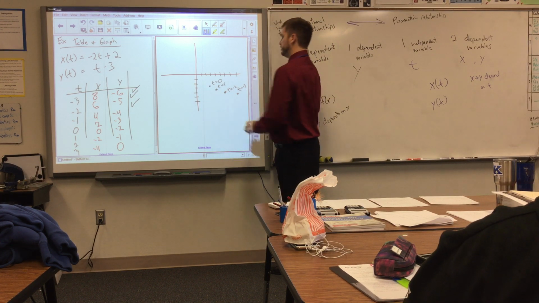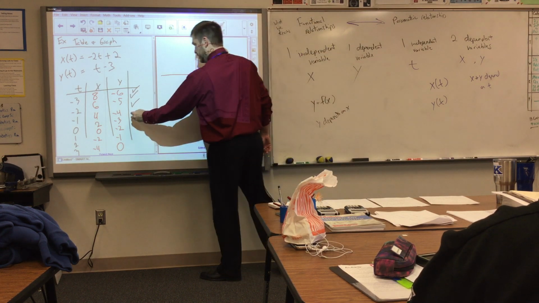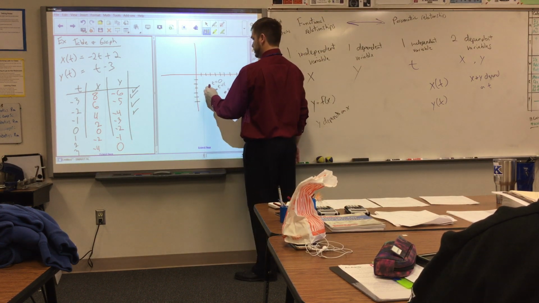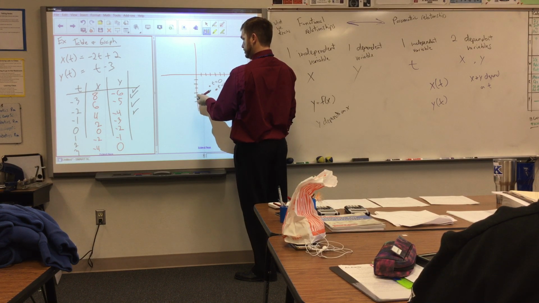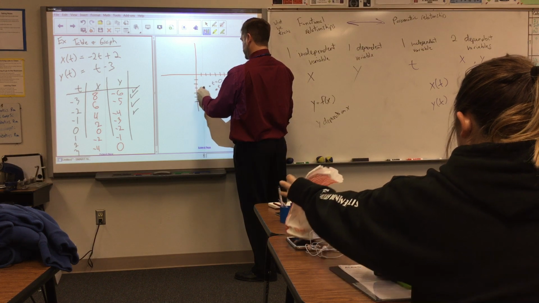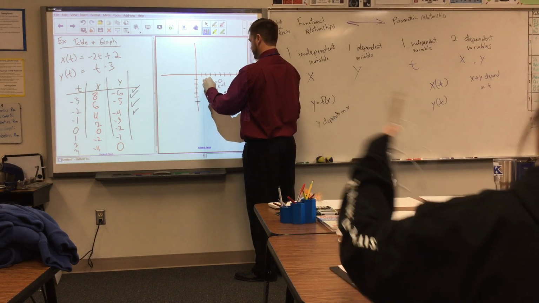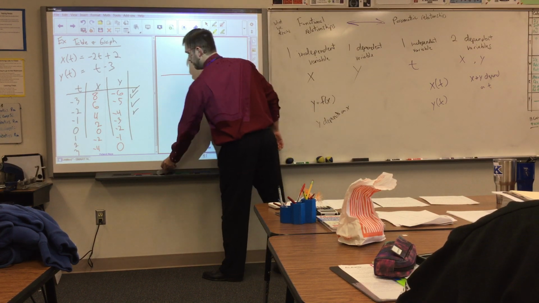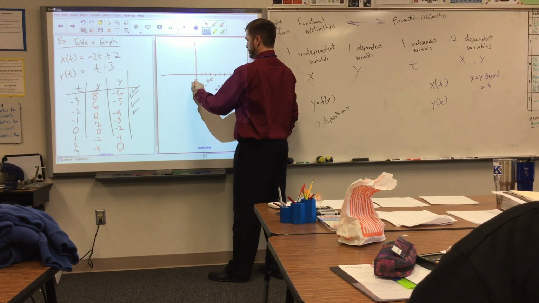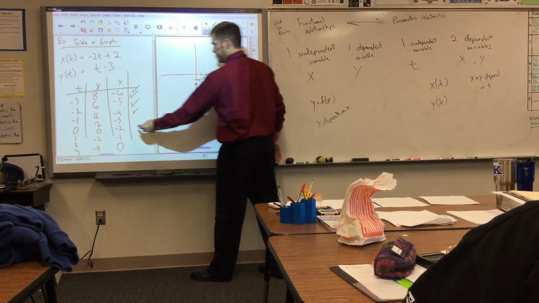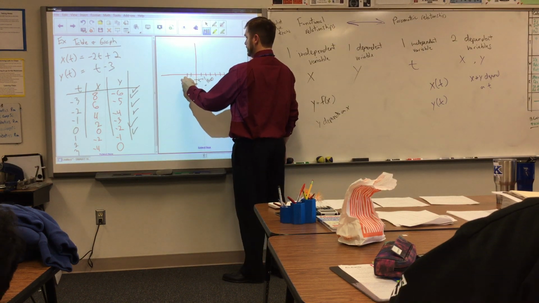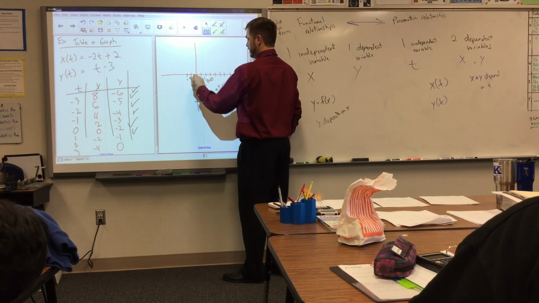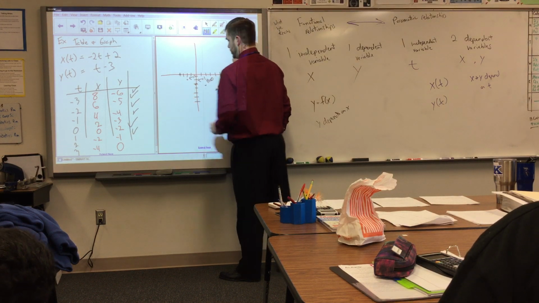Maybe the dot's a little bit larger to cover up for the inaccuracies of my graphing. 0. Did I skip one? Oh, 2, -3. Well, that one should have been right here. There we go. 0, -2. That's at t equals 1. -2, -1 at t equals 2. And -4, 0.